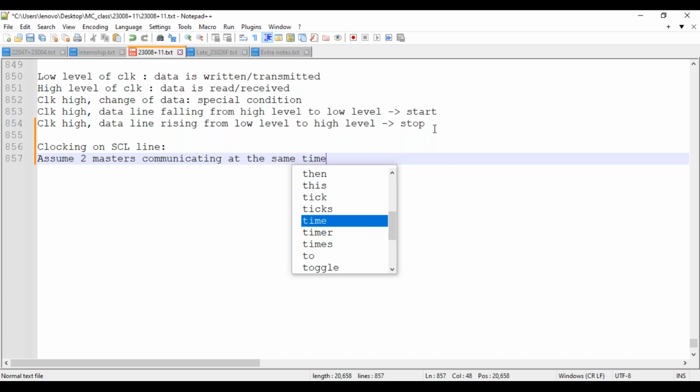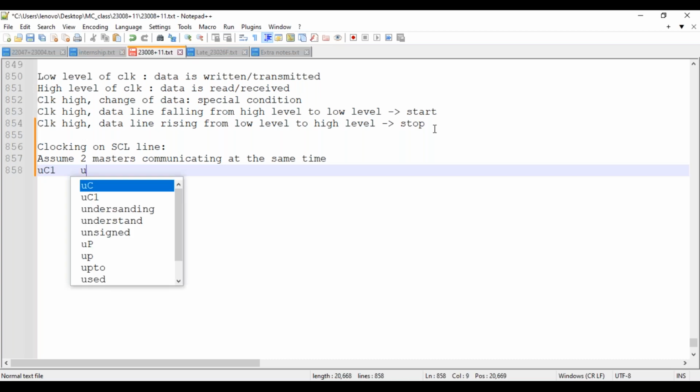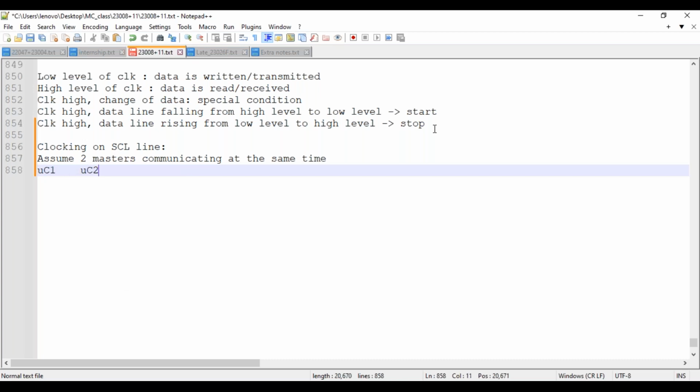Now, when do I generally say a device is a master? If the device is able to generate the clock pulse, then you call such devices a master. Now, I have taken a network where there are two masters and they want to communicate with each other. So, assume there is one microcontroller and another microcontroller, two microcontrollers trying to communicate with each other.